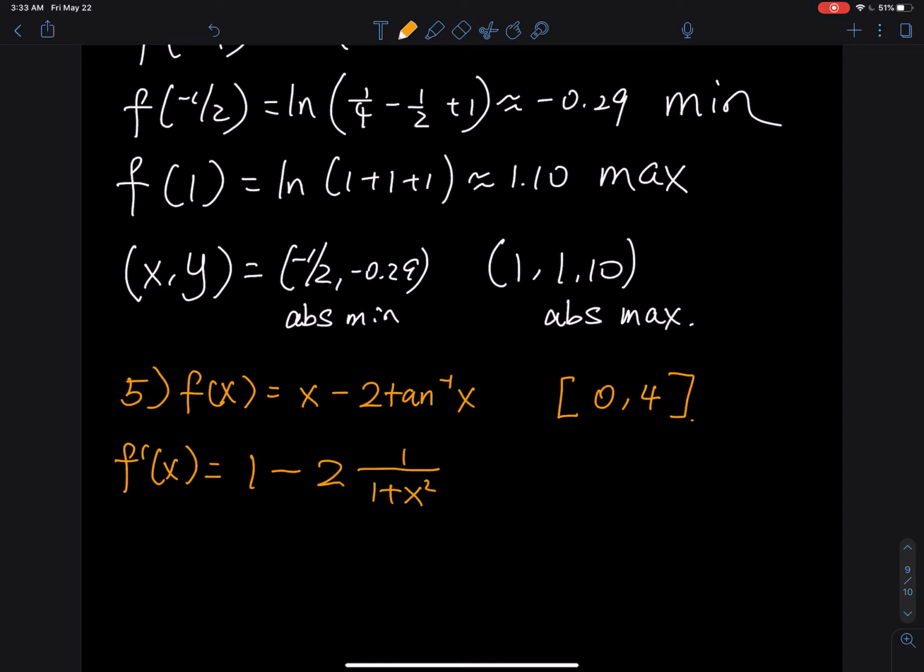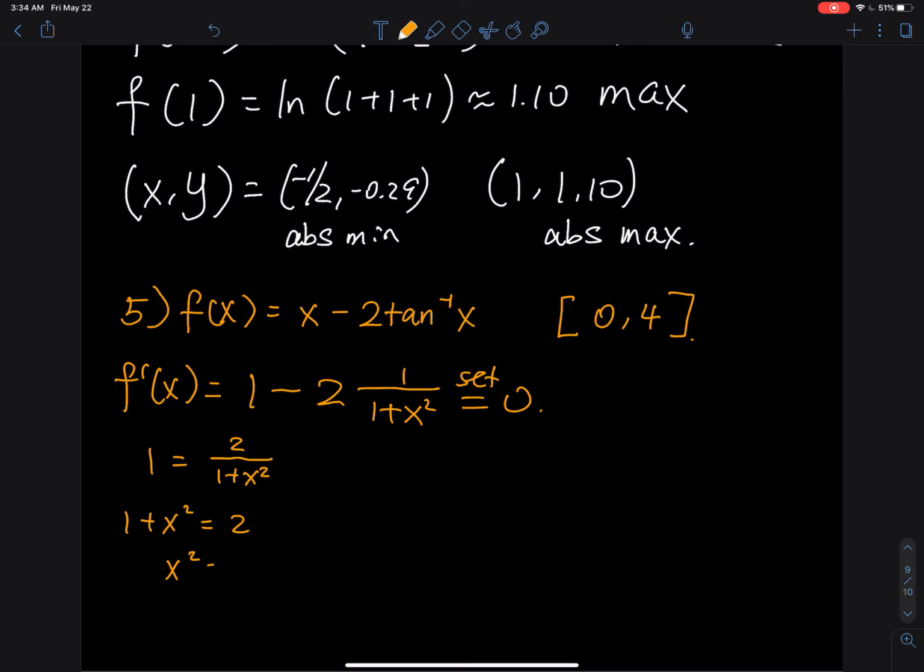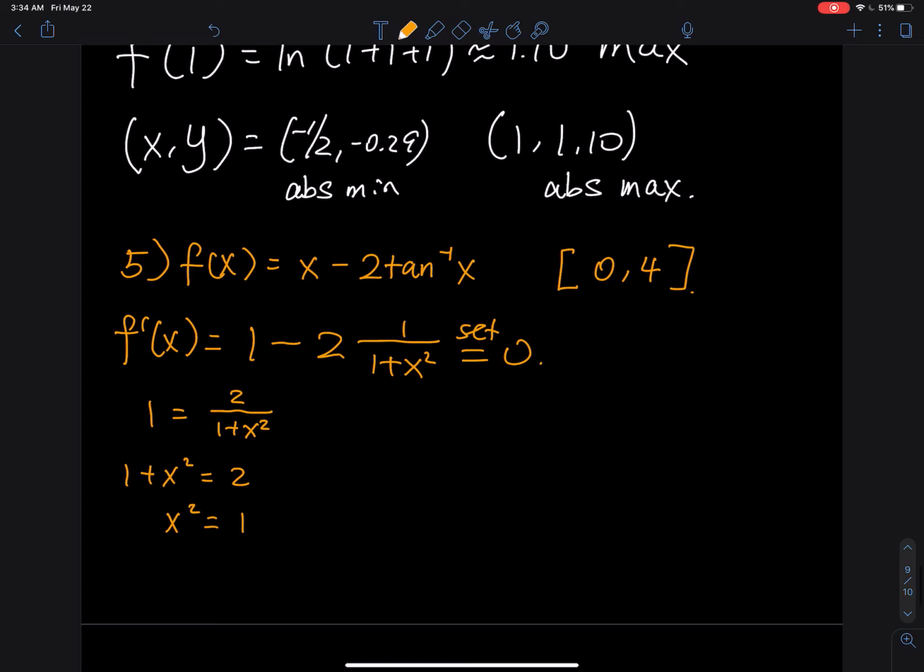And then you set the whole thing equal to 0. All right, so let's toss the 2 to the other side. We have 1 equals 2 divided by 1 plus x squared. And then we multiply the denominator on both sides. 1 times the denominator, which is just 1 plus x squared, is equal to 2. And then we have x squared equals 1, and then x is equal to 1 and negative 1.